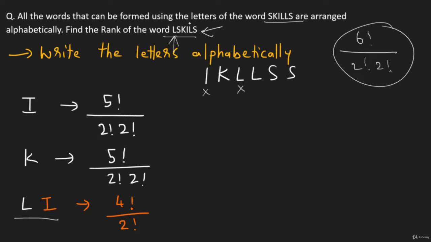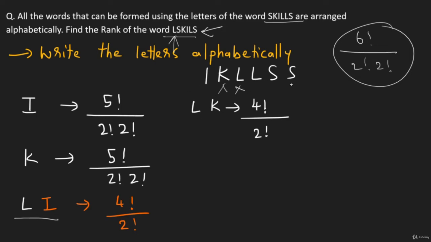And these words will be before this word over here, right? Because after L, you have S over here. Alright, similarly, after LI, what will come? So after I, again alphabetically K comes, right? So we will have LK. How many words will be there that start with LK? That would be again 4 factorial divided by 2 factorial, right? Why is that so? L is consumed and K is consumed.